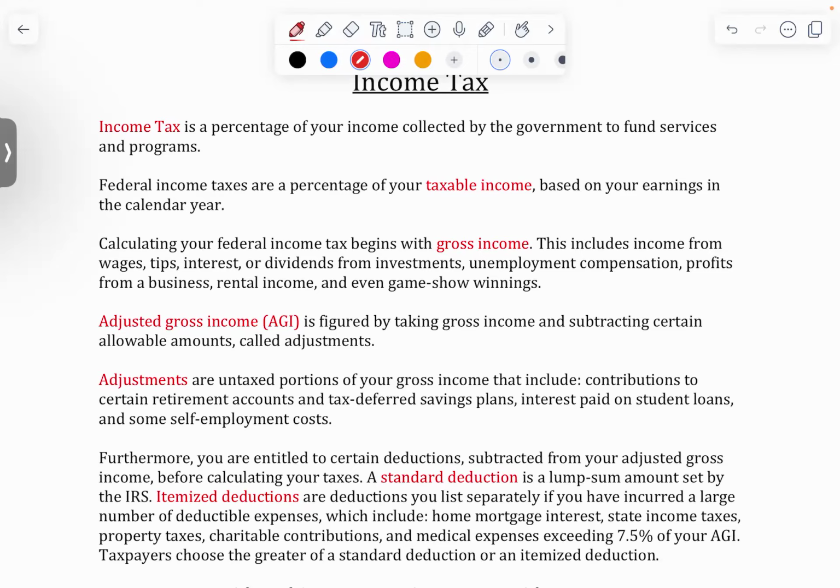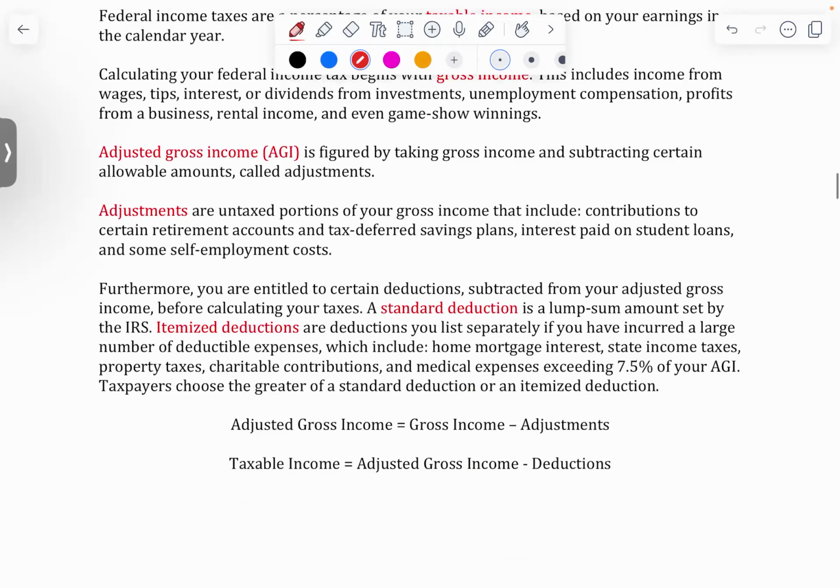Your adjusted gross income, or your AGI, is your gross income subtract certain allowable amounts known as adjustments. The adjustments are various untaxed portions: contribution to retirement savings plan, interest on student loans, and then some self-employment costs. Then, after we find our AGI, which is just your gross income minus adjustments, you find your taxable income, which is your AGI minus deductions.